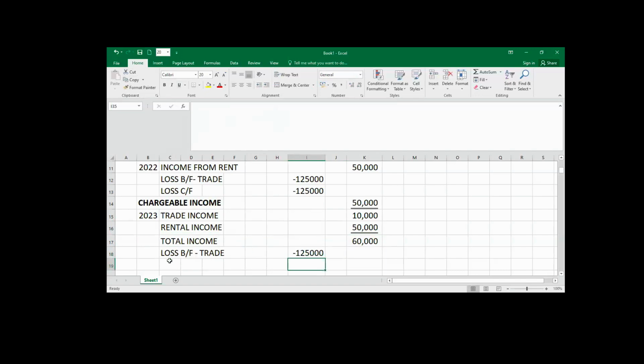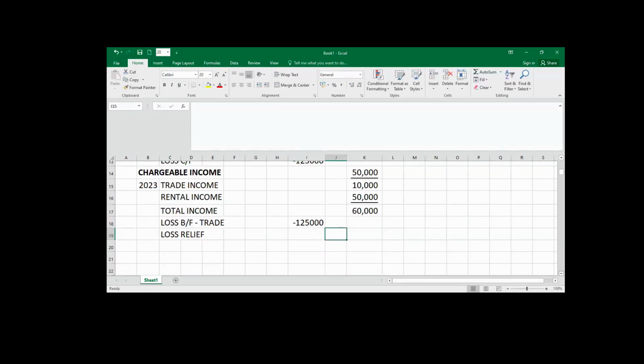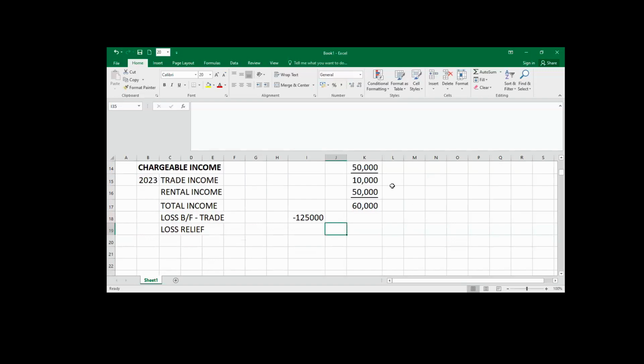This loss now can only be relieved from that trade income. And in this 2023, the taxpayer only made how much from trade income? 10,000 naira. You can only claim 10,000, because it is only in the first year that you can claim for all the sources. After the first year, you can only claim from only the source where the loss is being generated from. So for loss relief, we are going to claim the 10,000 from here.